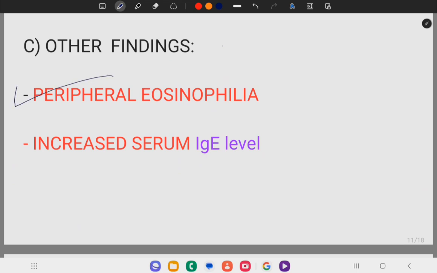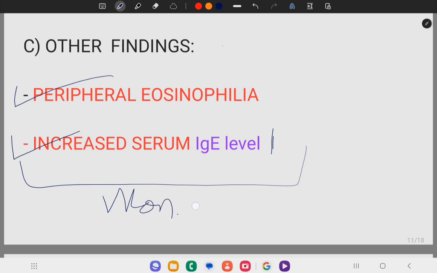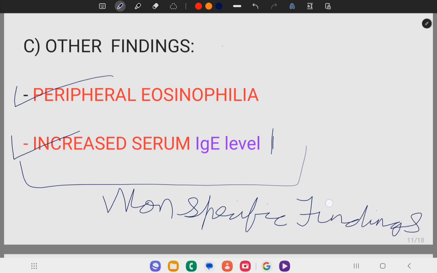Peripheral eosinophilia and increased serum IgE levels are non-specific findings. We are done with laboratory diagnosis. Next, I will discuss the treatment.